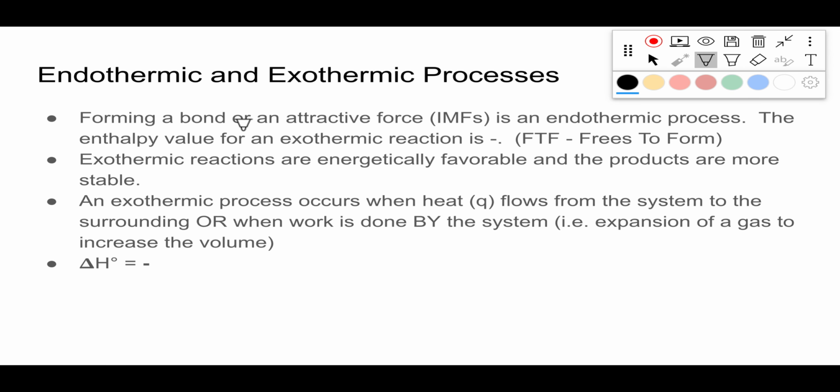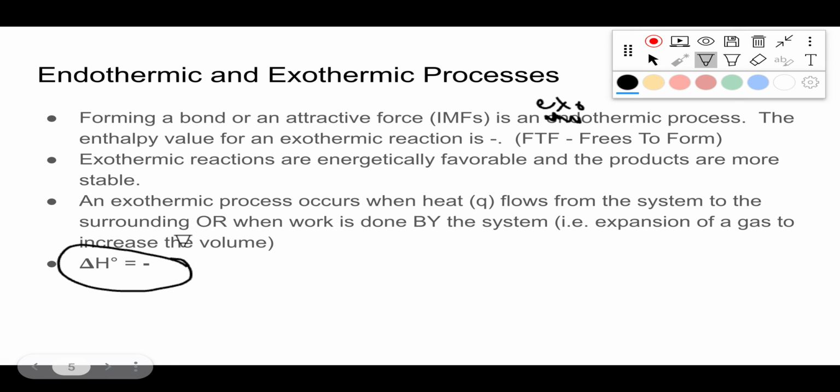The opposite is exothermic. This is a typo right here. This should say exothermic process, because the previous one was an endothermic process. When you form a bond or an attractive force, those intermolecular forces, it is exothermic because it frees energy to form. Energy is going to be released whenever we are forming a bond or an attractive force. So it is going to release energy, and the enthalpy is going to be a negative number.